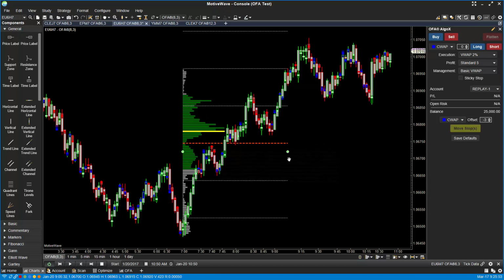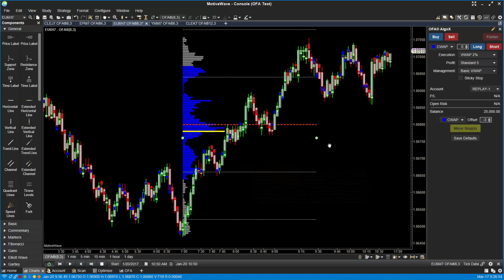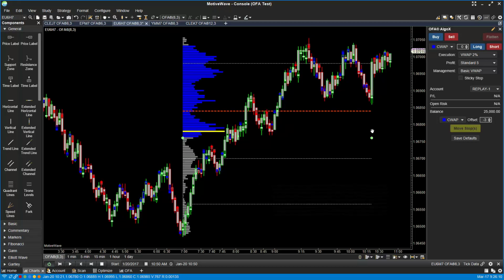So the standard deviation is a good guidance for you, as we generally won't get more than 2 or 3 standard deviations away from the volume-weighted average price before we begin to see those mean reversions. Here is 2 standard deviations, and the mean reversion is beginning. We're coming back into 1 standard deviation at this point.